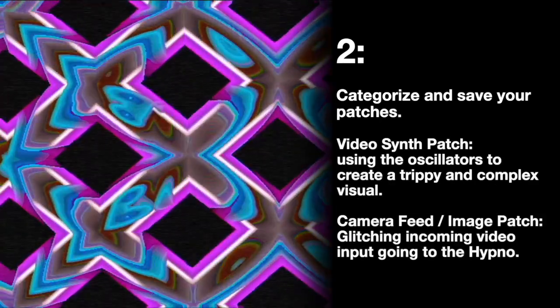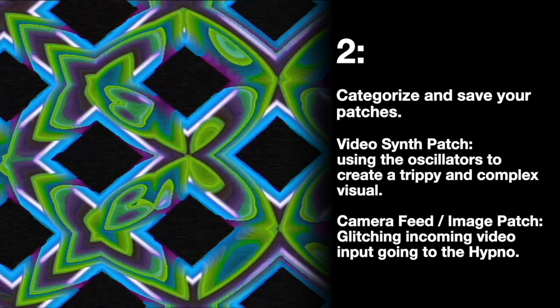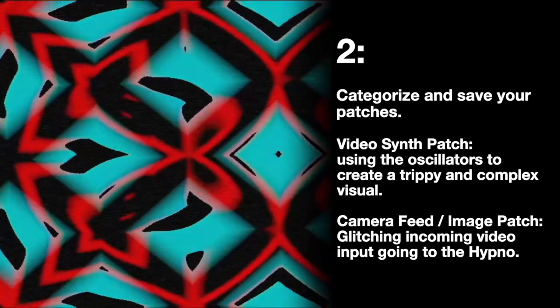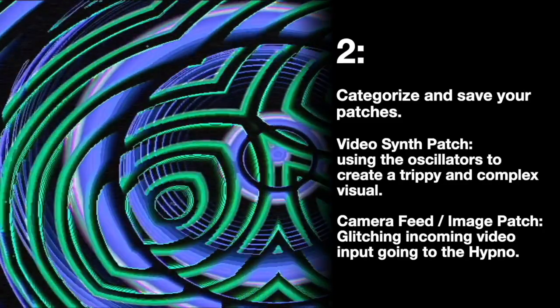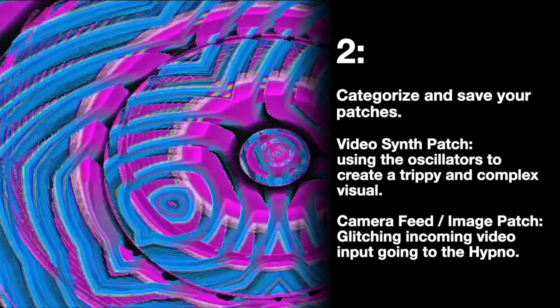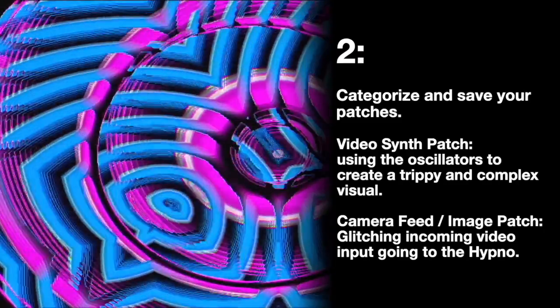First type of patches: video synth patches. These are patches that use both oscillators in a number of ways and output something trippy to the display. I love it. The next type of patch is what I like to call a camera feed image patch.